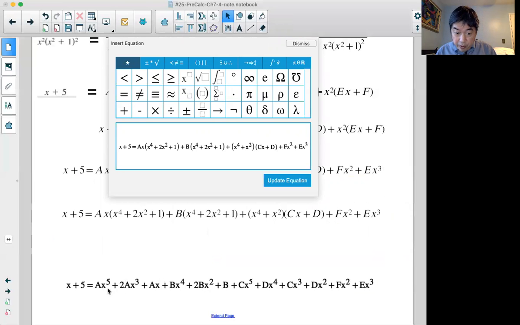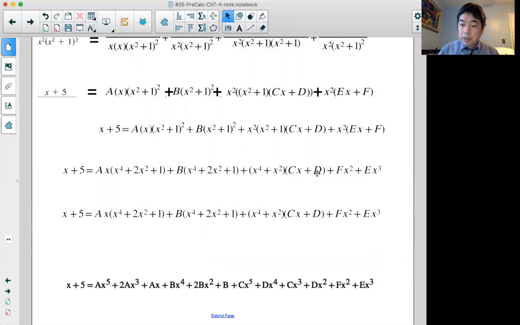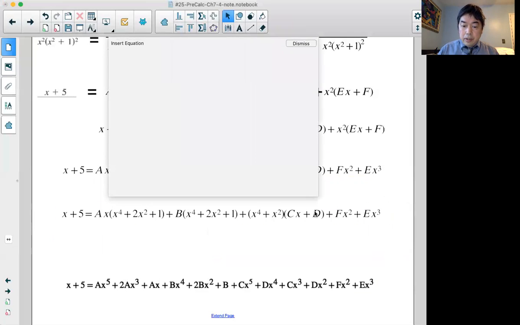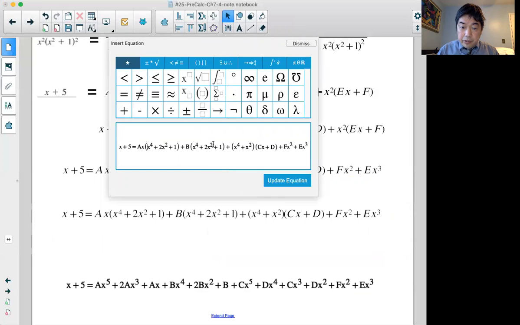So the only fifth power terms are ax to the fifth power and cx to the fifth power. So let me start writing everything clean. Let's see, did I copy it? Okay, so ax to the fifth power. Clean up everything here first.